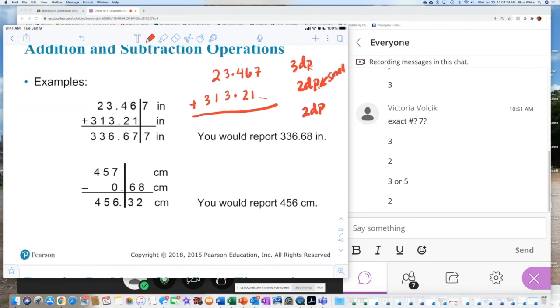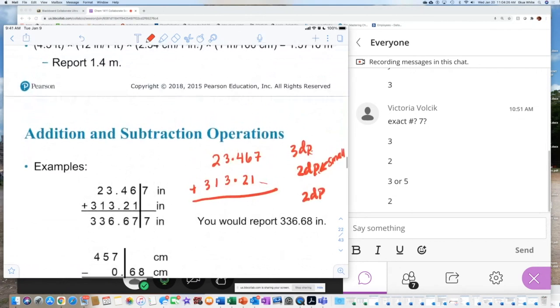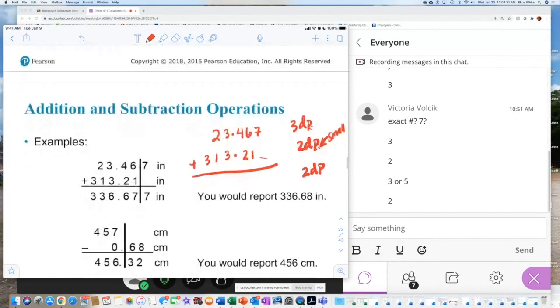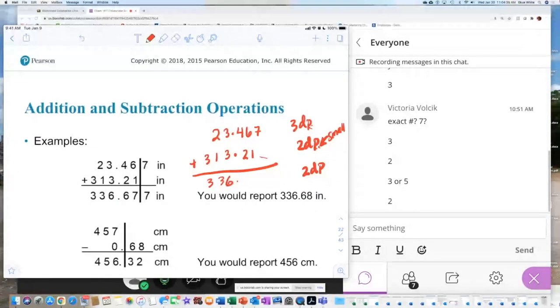Okay, so I use my calculator. Yes, it's been said and I know it's been recorded. I use my calculator. So I added these 2 numbers, right? And I got 336 dot, line up all the decimal points, then 677. But we said my answer can only have 2 decimal places.